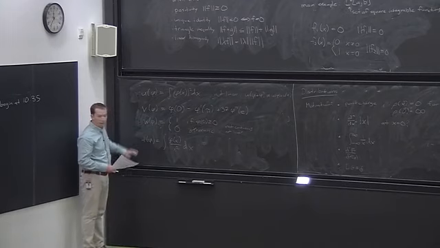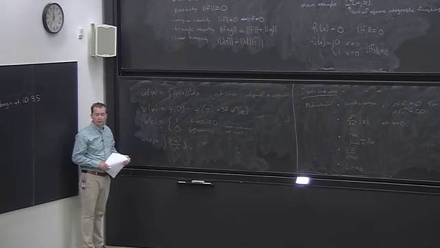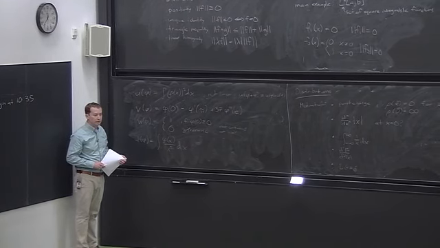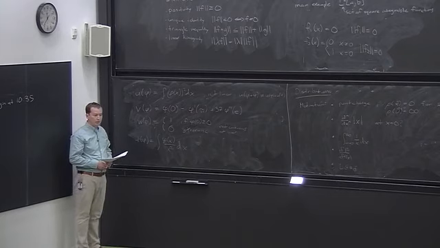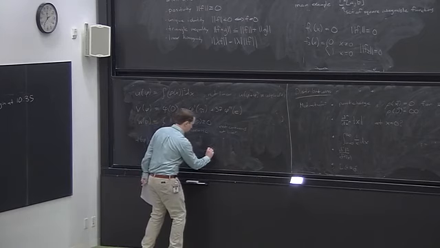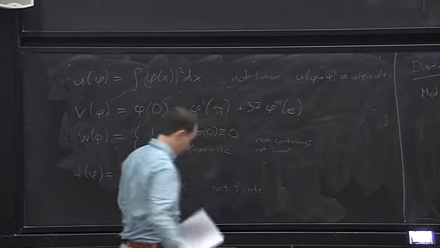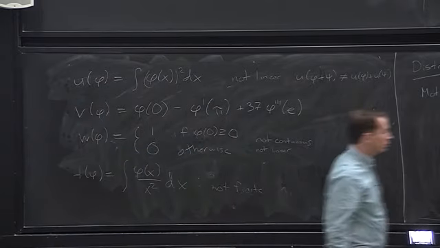Can somebody tell me why this is not a distribution? Not finite. Why is it not finite? If you have finite value of phi at 0, then your integral will diverge. Great. Good.